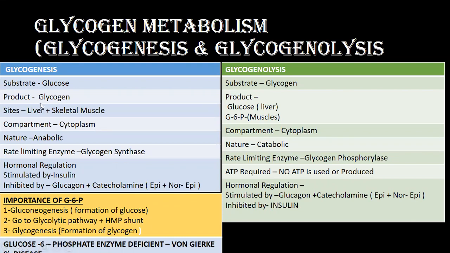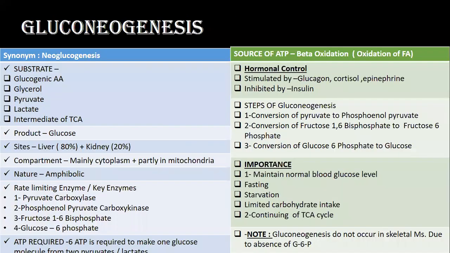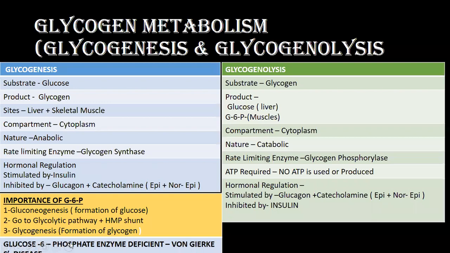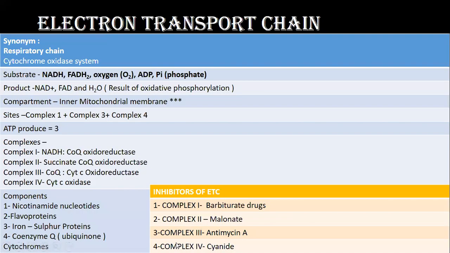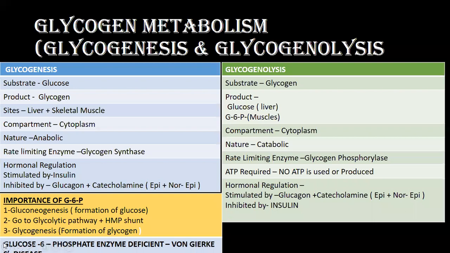Hormonal regulation: stimulated by insulin and inhibited by glucagon and catecholamines, that is epinephrine and norepinephrine. Coming to its biological importance, it is important in gluconeogenesis, that is formation of glucose, the glycolytic pathway, the HMP shunt, and glycogenesis, that is formation of glycogen. When there is a deficiency of the enzyme glucose 6-phosphatase, the disease that occurs is von Gierke's disease. We learn about this in GSD.